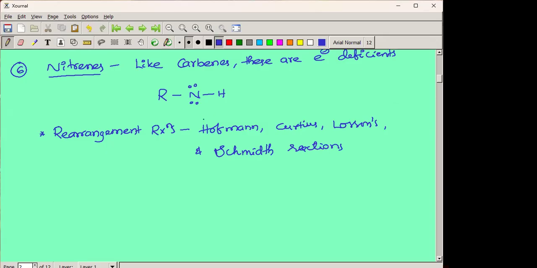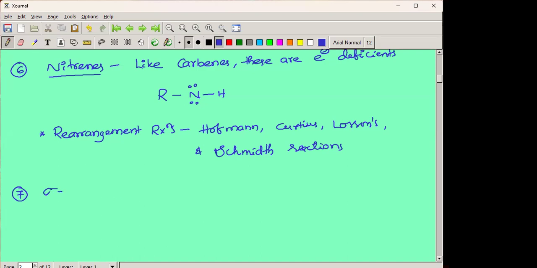We discuss these reactions, Hoffman reaction, Curtius reaction, Lossen reaction, in detail in name reactions. Okay, so I skip here. I will discuss these topics in name reactions, that is, in the types of reactions where we discuss that one.